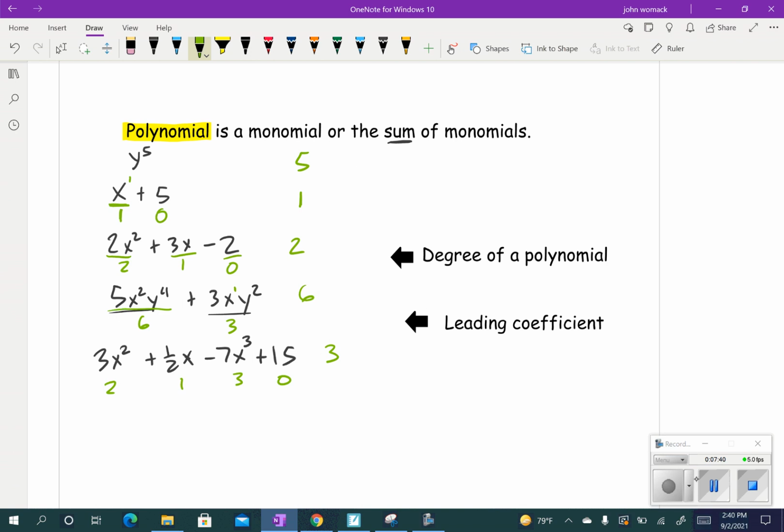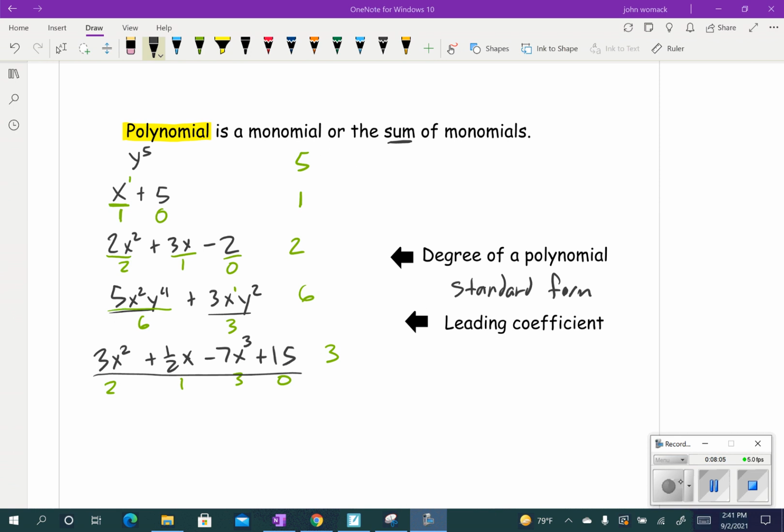Okay, let's talk about two more things. Let's talk about standard form. That isn't written down here, but add this to your notes. Let's talk about standard form and a leading coefficient. Standard form is when you take a polynomial and you write it term by term, and you start with the term with the highest degree and you work your way down. So let's do this example right here.